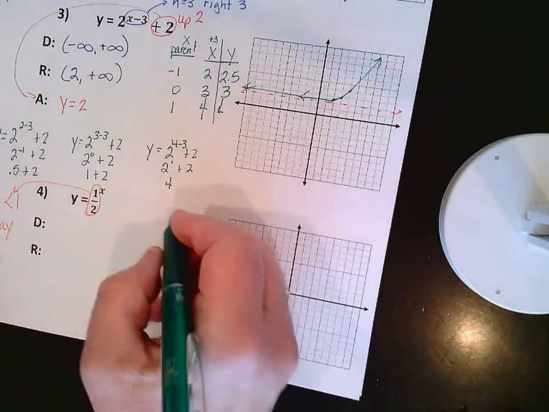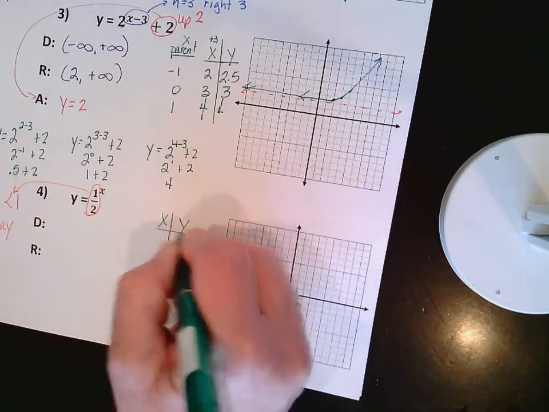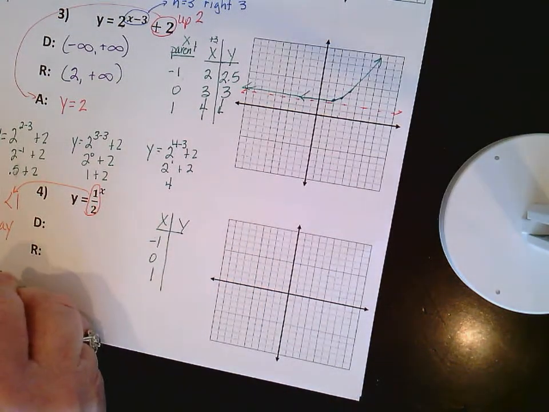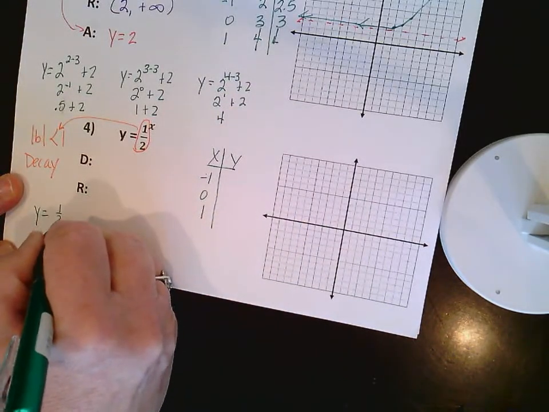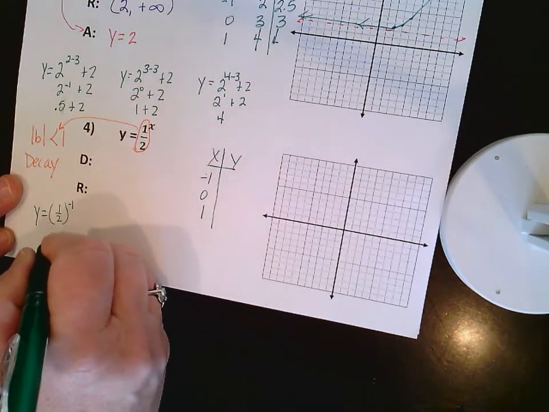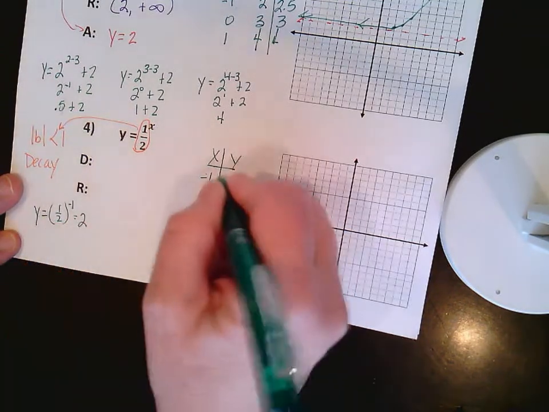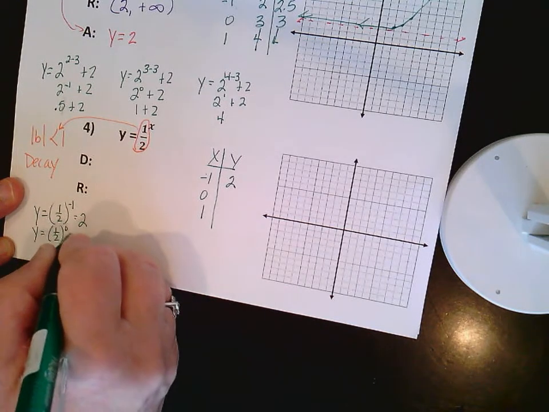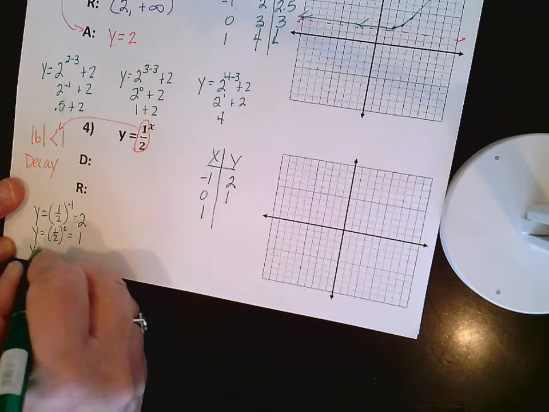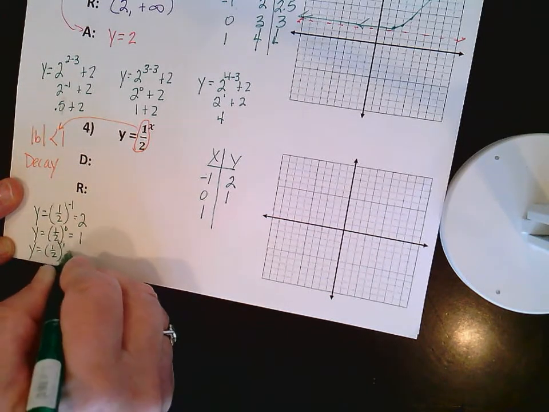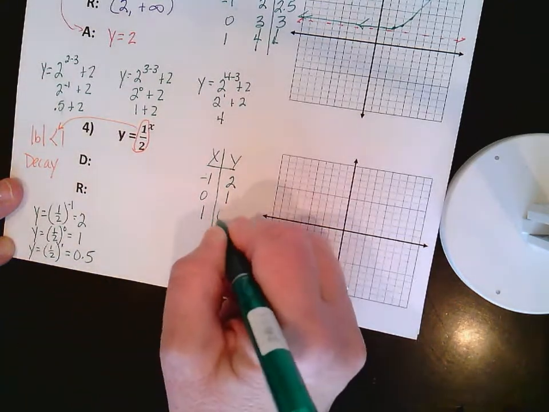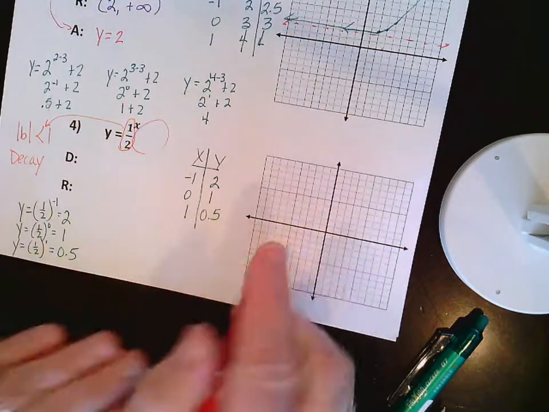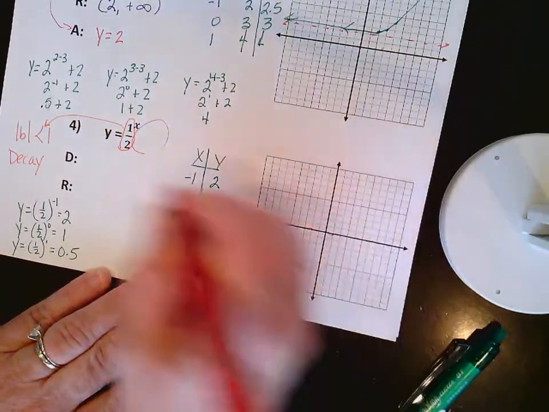Okay, I'm going to do x and y, and I'm going to do -1, 0, and 1. So if I have y equals 1/2 to the -1, okay, remember that you're going to flip it, so that's 2. If I have y equals 1/2 to the 0, anything to the 0 is 1, and y equals 1/2 to the first, that's just going to be 0.5. Okay. I don't have a k, so my asymptote is going to be at y equals 0. It doesn't ask for it here, but your asymptote is at y equals 0.